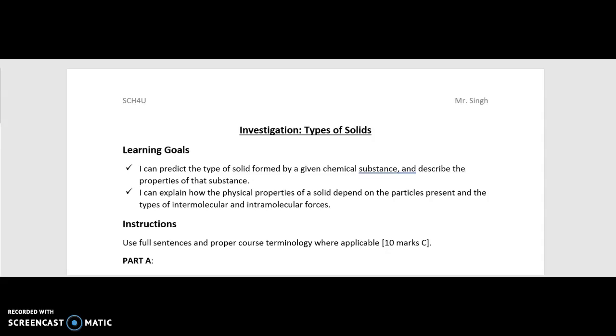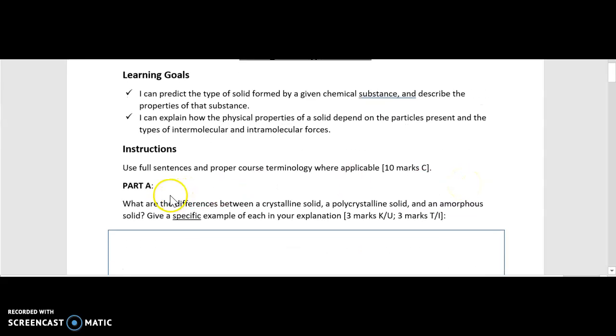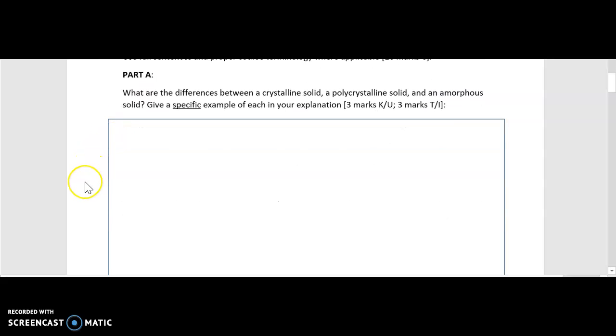So in this unit we're trying to connect the idea of what's happening on the small level, so the atomic level, translates to larger things like what's happening to an entire material in terms of its physical properties. So you are required to use full sentences and proper course terminology, so please do that as well. There are a couple parts to this, so I'm going to go through each part separately.